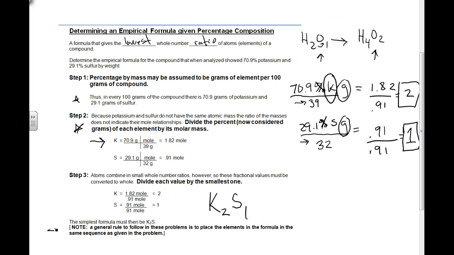Now note, a general rule to follow in these problems is to place the elements in the formula in the same sequence as given in the problem. So make sure that if it gave you potassium first, you put it first. Sulfur was second, put it second. Now, you do not have to put this 1. I won't mark it wrong if you do. But when you write S, it's implied that there is a minimum of 1. If you write a number there, then obviously it's more than that. Okay, turn to your homework because the next videos are going to work you through homework.